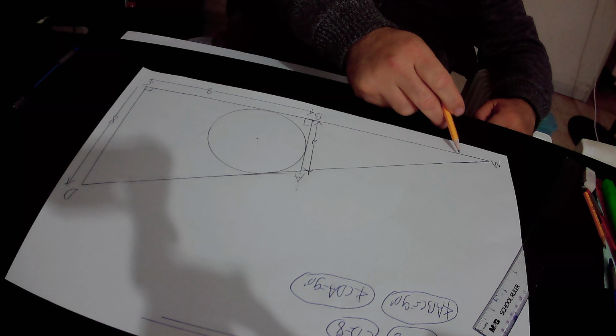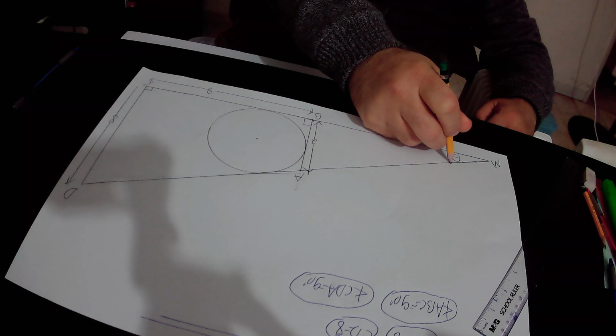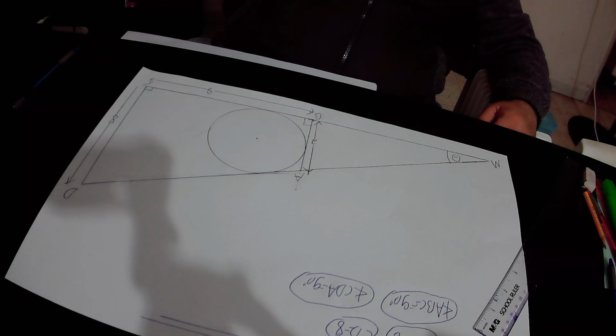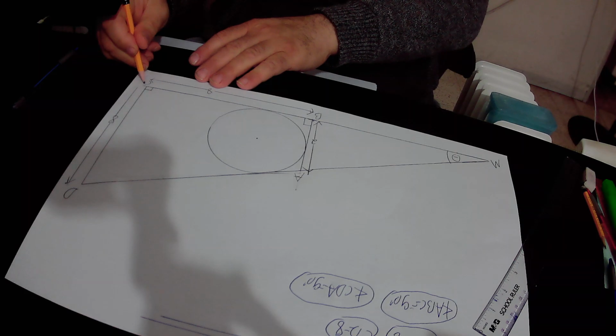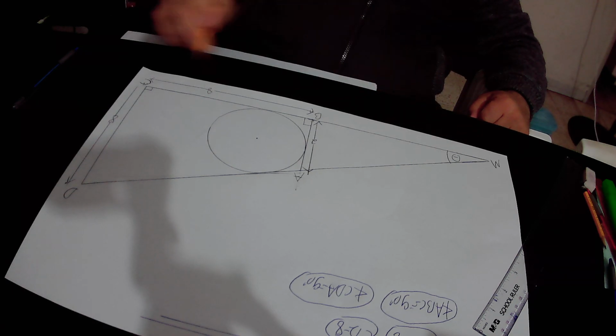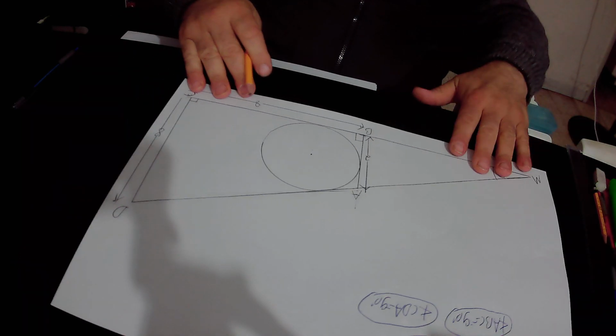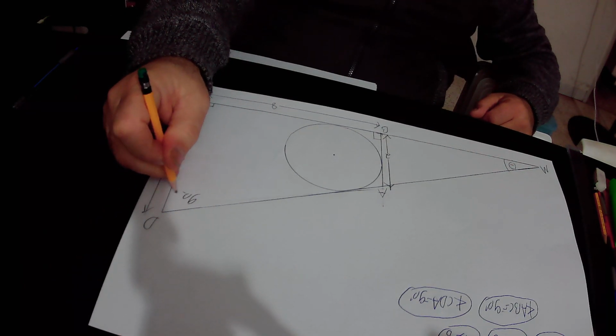We define this angle as angle theta. So in the right triangle DCM, this angle equals theta, this angle equals 90 degrees. Therefore, the missing angle here must equal 90 degrees minus theta.